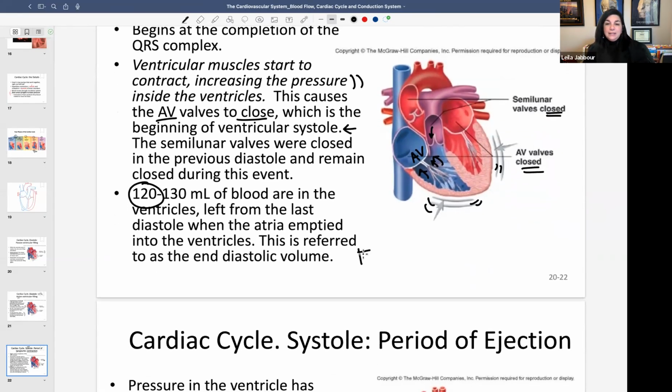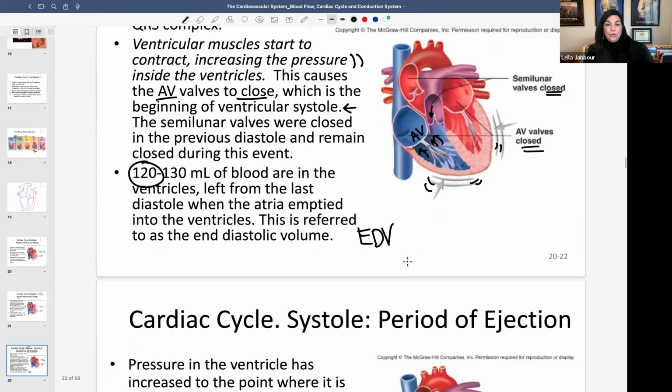This is called the end diastolic volume, and we're definitely going to see that again when we talk about cardiac output and stroke volume and all of that. This is another lecture that will explain a lot of that. But here's an introduction to the end diastolic volume. It's basically the volume of blood that's in the ventricles that was given by the atria. And that's it. We're not changing that volume anymore.